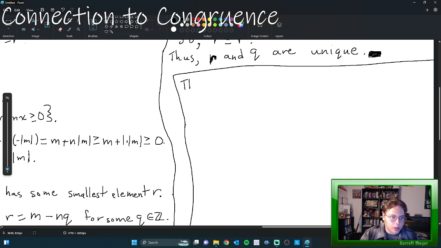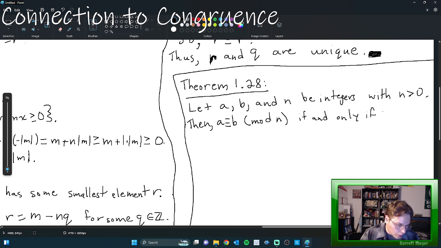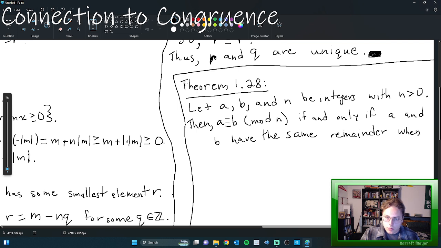So let's look at theorem 1.28. For this theorem, we're going to let a, b, and n be integers with n greater than 0. Then a is congruent to b mod n if and only if a and b have the same remainder when divided by n.